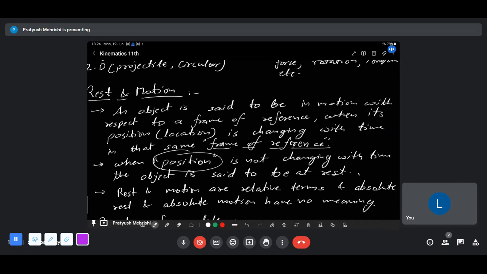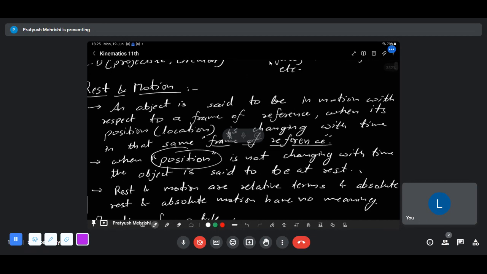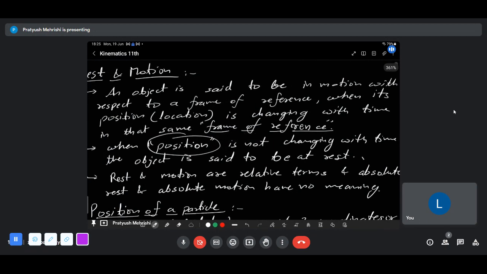When the position is not changing with time, the object is said to be at rest. When its position is not changing, that's it. Rest and motion again are relative terms, and absolute rest and absolute motion have no meaning.